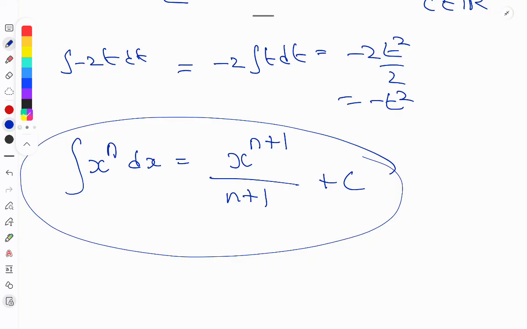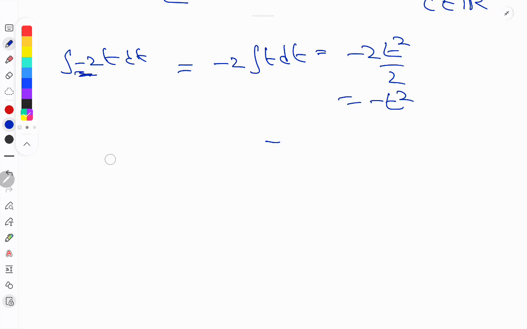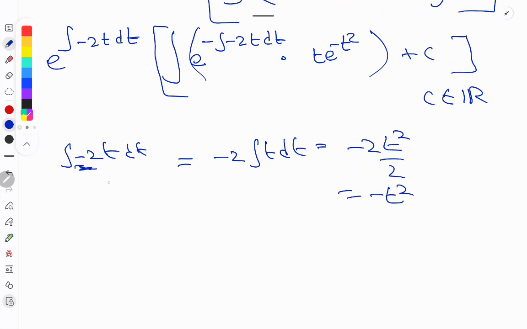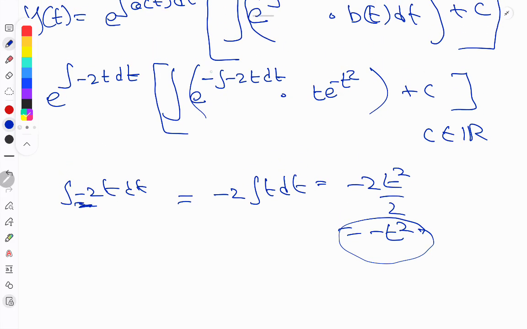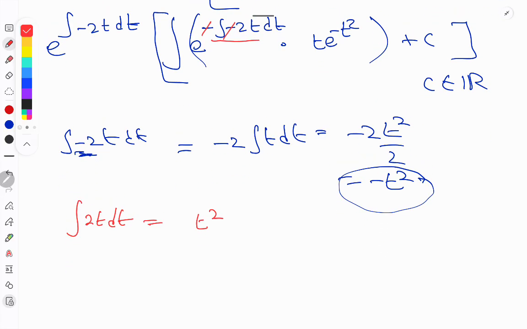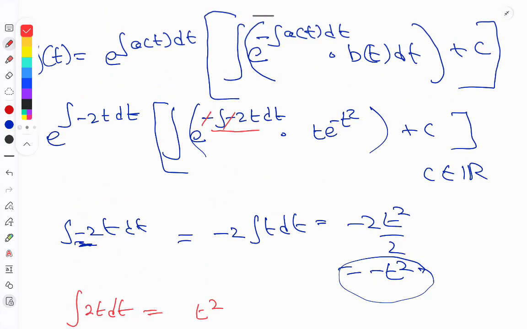So the story is, if something is in the power, you can just add 1 and divide by n plus 1, plus c because of the integral constant, and you can take any constant term outside and integrate. So the integral of negative 2t dt I computed as negative t square. Here you see there is a negative over here, so I can cancel both of these. So this one will be the integral of 2t dt, right? Because the negative term is cancelled. So this one is just t square instead of negative t square, because the negative is already cancelled out. And we are almost about to get the solution.